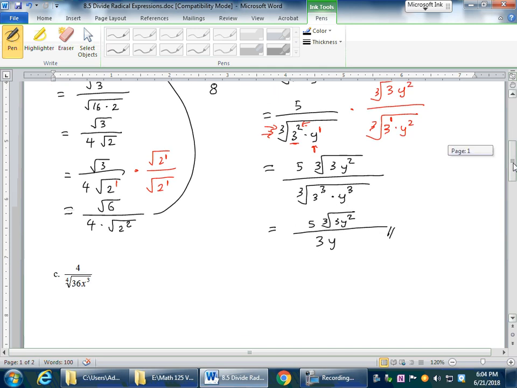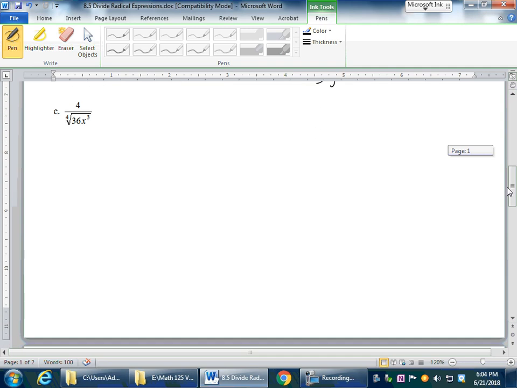Let's take a look at the next example. Pause it and then try this problem. You can basically get the idea that I introduced to you in the previous example. This time we are trying to rationalize the denominator with the fourth root.